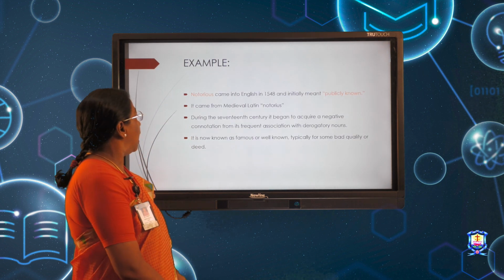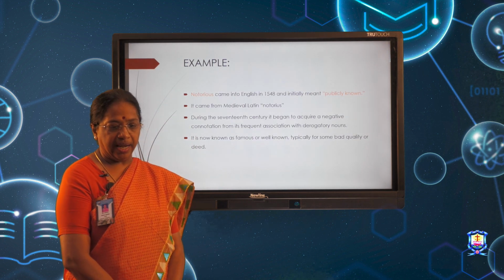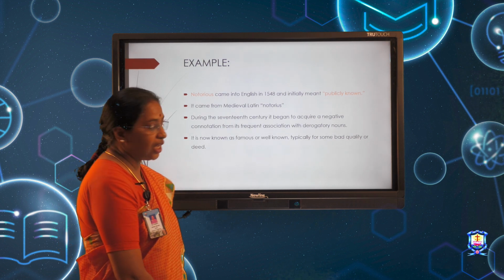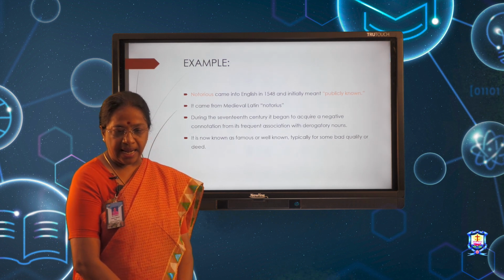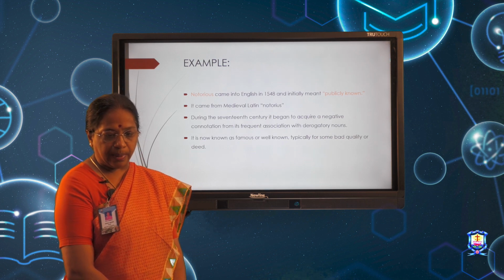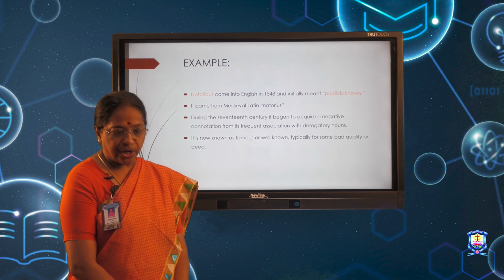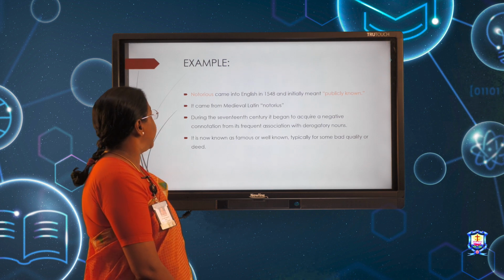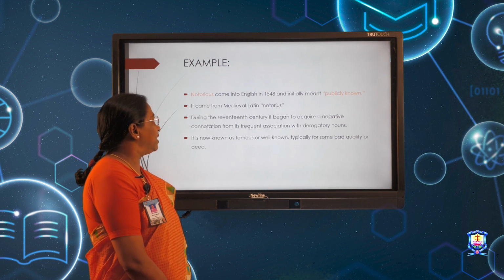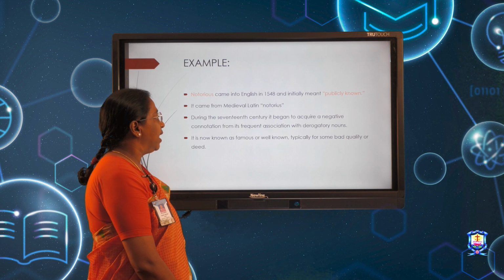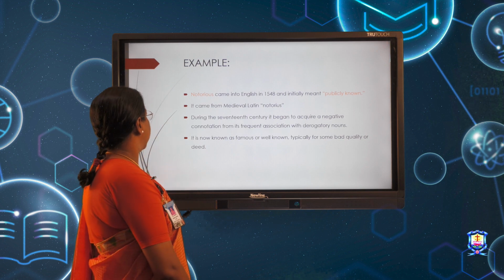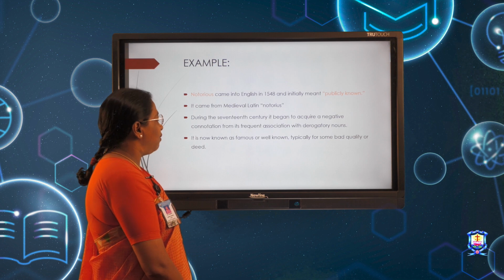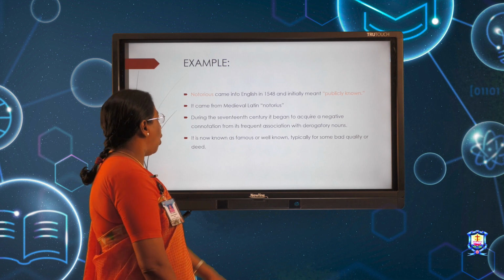An example is notorious, which came into English in 1548 and initially meant publicly known. It comes from medieval Latin notorius. During the 17th century, it began to acquire a negative connotation from its frequent association with derogatory nouns. It is now known as famous or well-known, typically for some bad quality or deed.